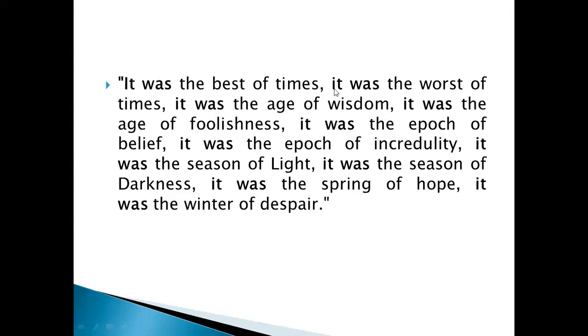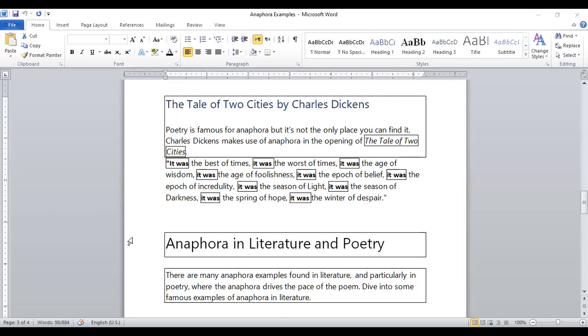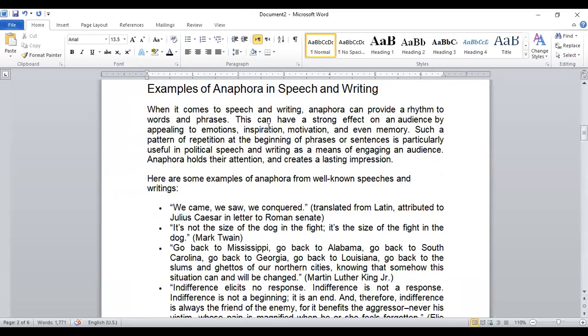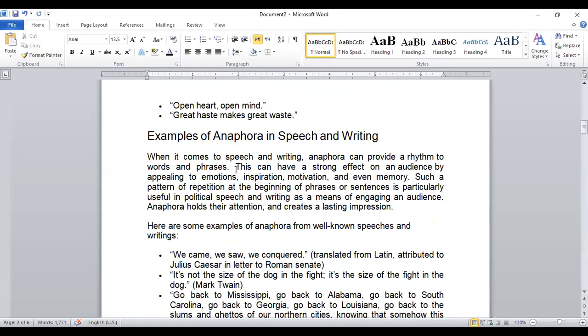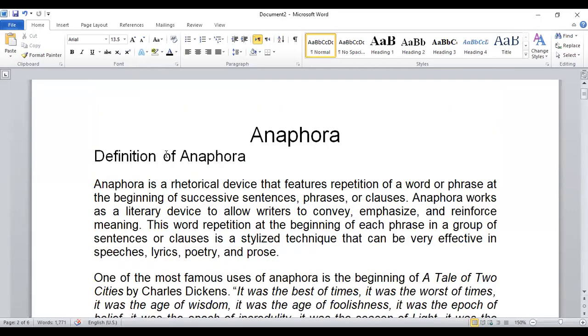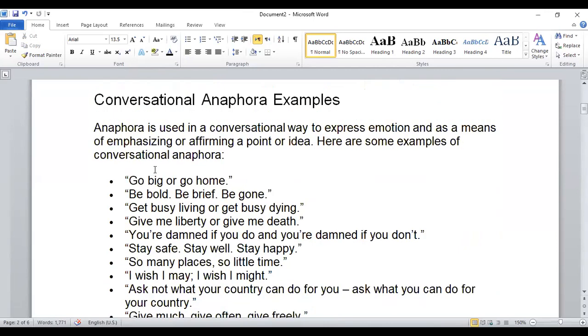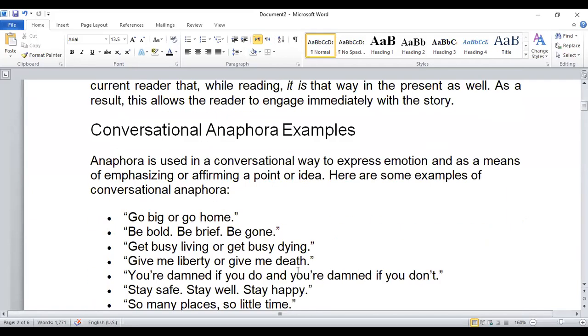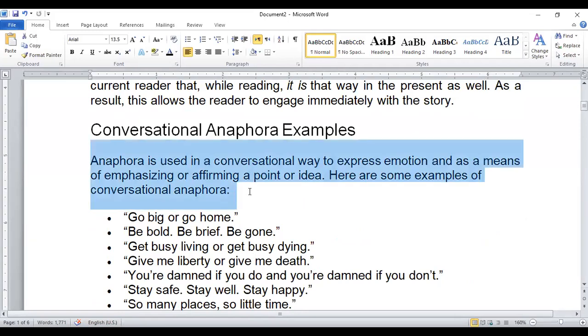Okay, if we see further, so we can see over here. Now let me share things from the handout. So when it comes to speech and writing, we have talked about few examples of speeches. Conversational anaphora examples: anaphora is used in a conversational way to express emotion and as a means of emphasizing or affirming a point or idea. Here are some examples of conversational anaphora.